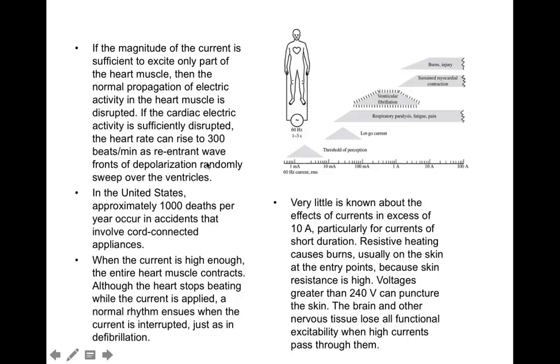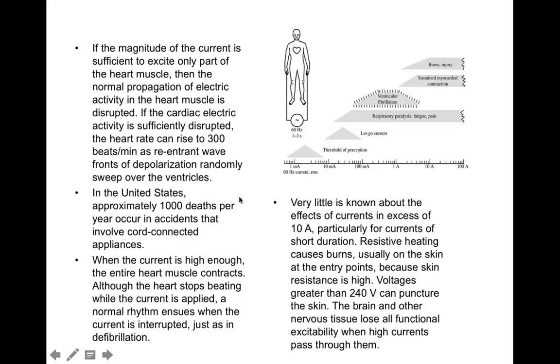So if the magnitude of the current is sufficient to excite only part of the heart muscle, then the normal propagation of electric activity in the heart muscle is disrupted. If it's disrupted sufficiently, you can get a heart rate as high as 300 beats per minute as you get these waves of depolarization that sort of randomly sweep over the heart ventricles. In the United States, there are approximately 1,000 deaths per year in accidents that involve cord-connected appliances.